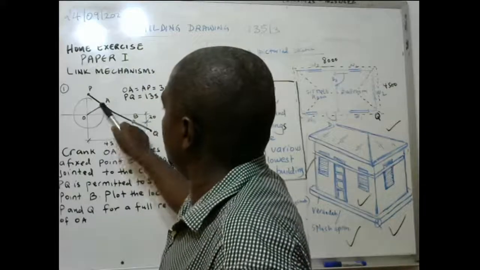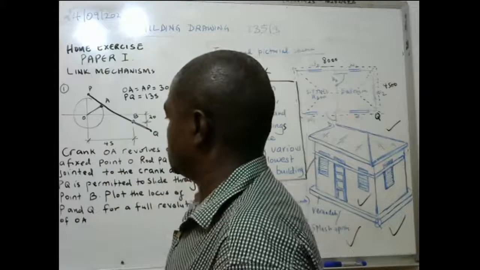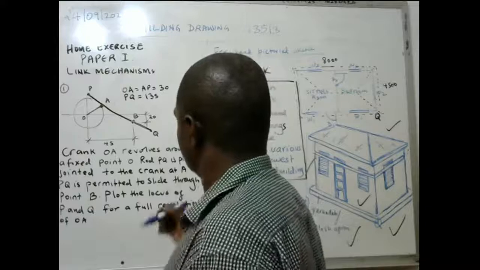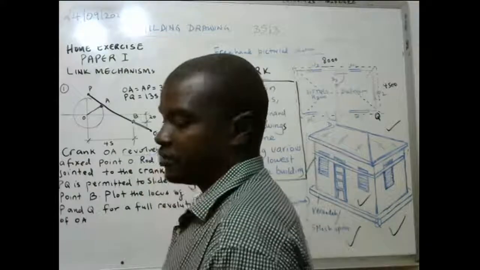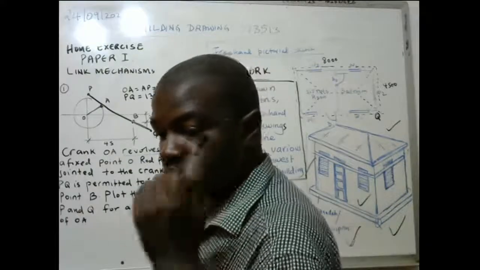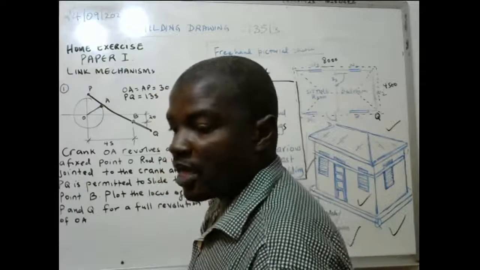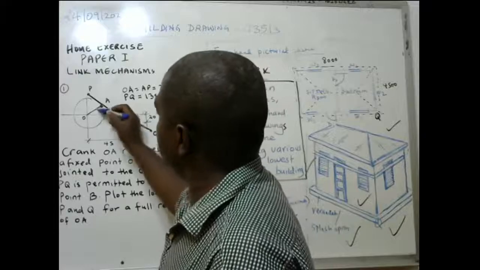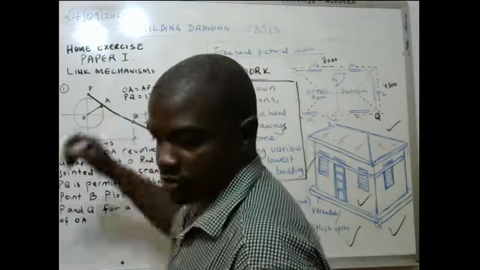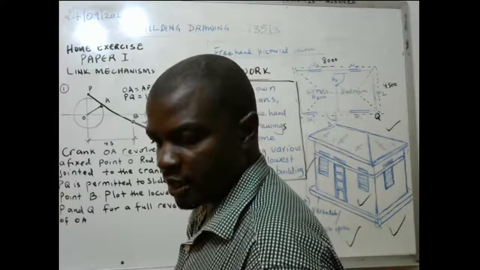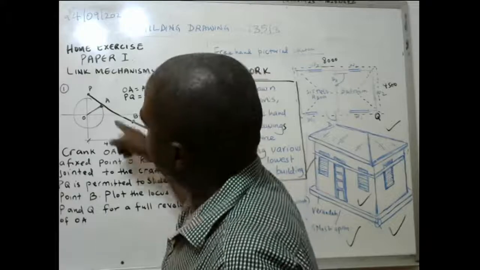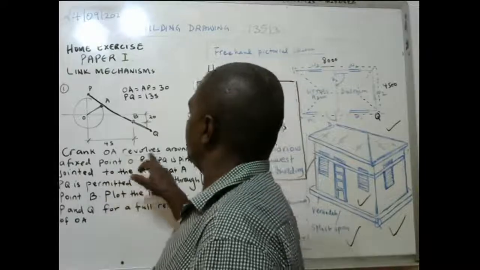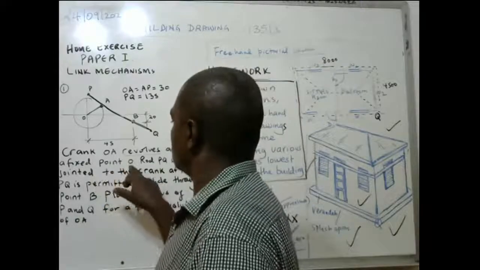OA, this is OA that revolves. The word revolving here, in this case, we need to take note of these terms. The word revolving means that it makes a complete revolution. So the crank OA revolves around a fixed point O.